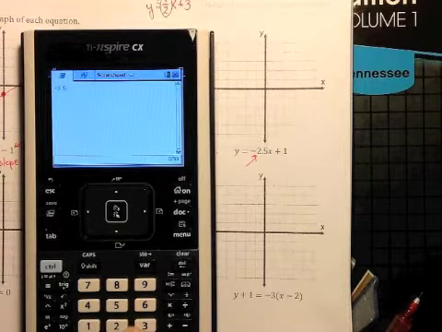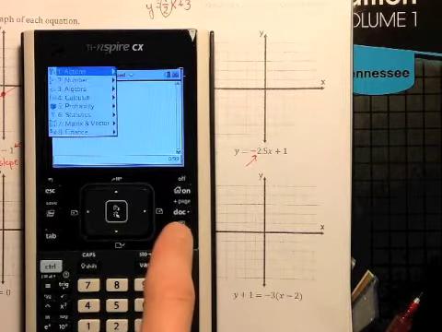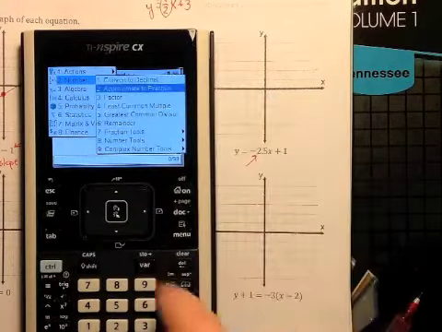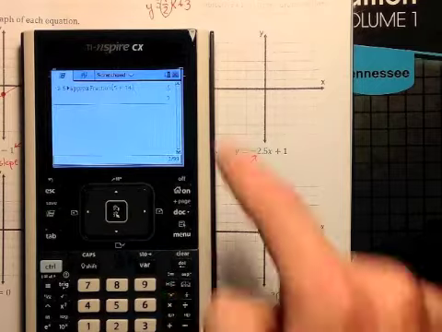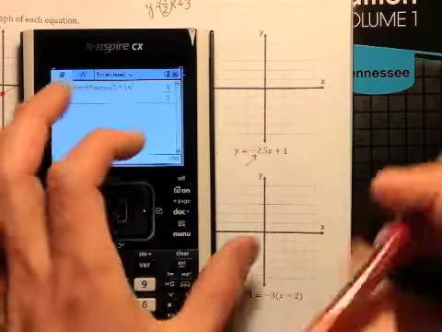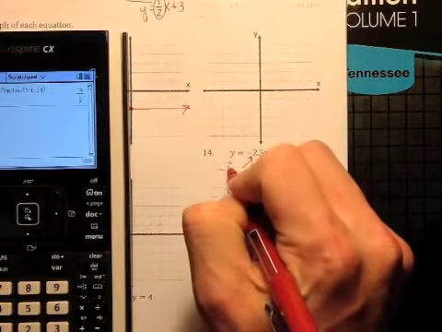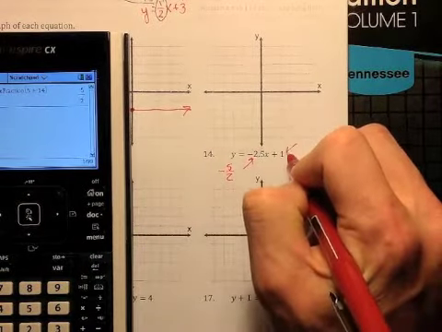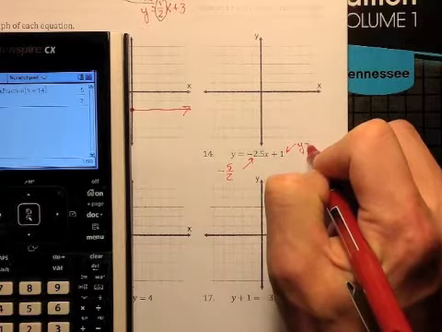-2.5, and then we're going to convert that into a fraction. Menu, number, approximate to fraction, -5/2. -5/2 is our rise over run. Our y-intercept is +1.